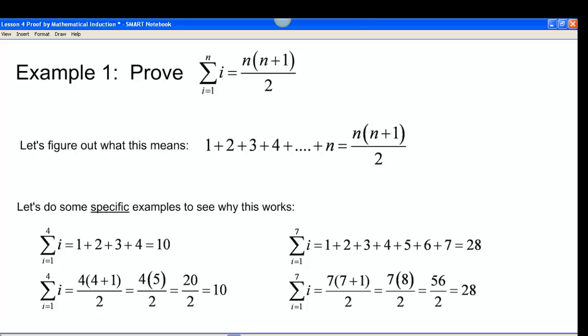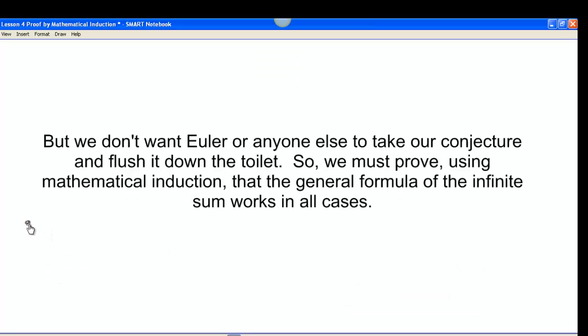But now we want to prove that. We want to make sure that we don't have somebody come up and flush our specific formulas down the toilet. We need to prove, using mathematical induction, that the general formula of the infinite sum works in all cases.